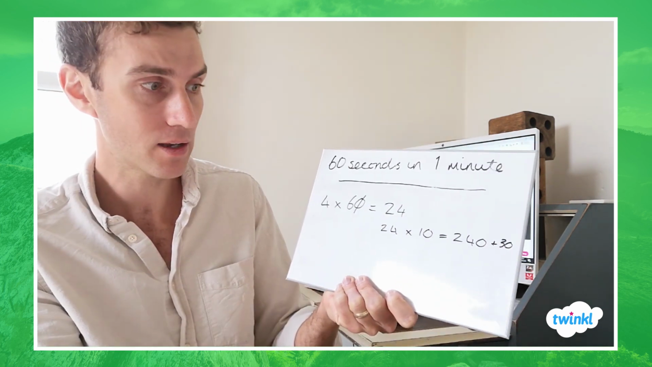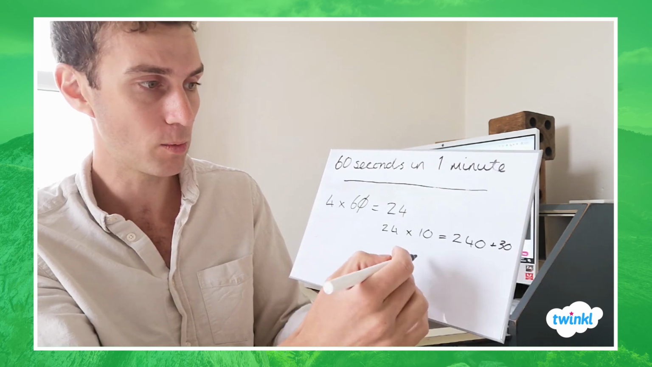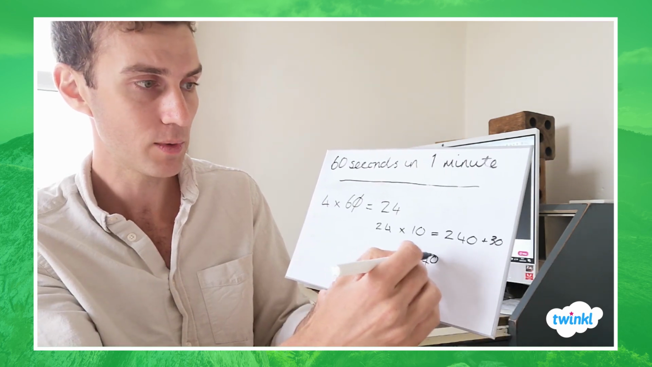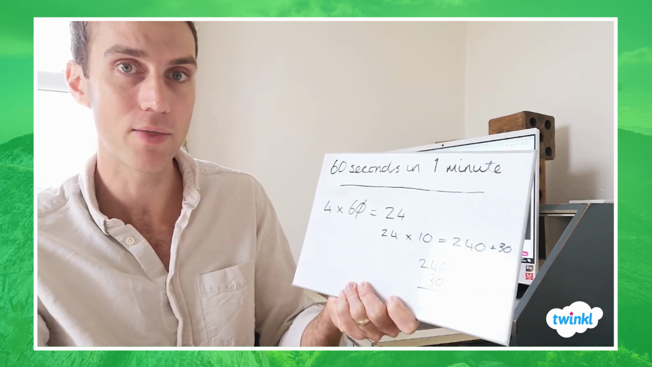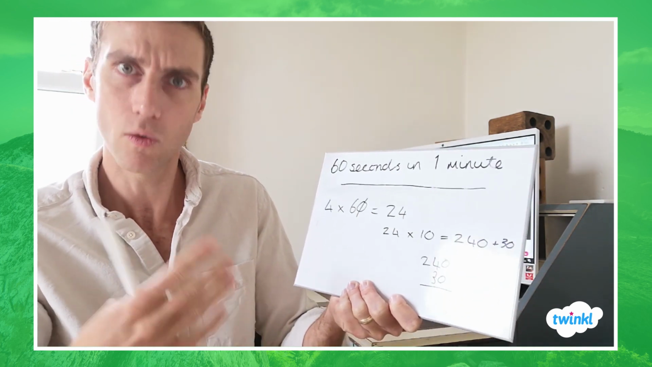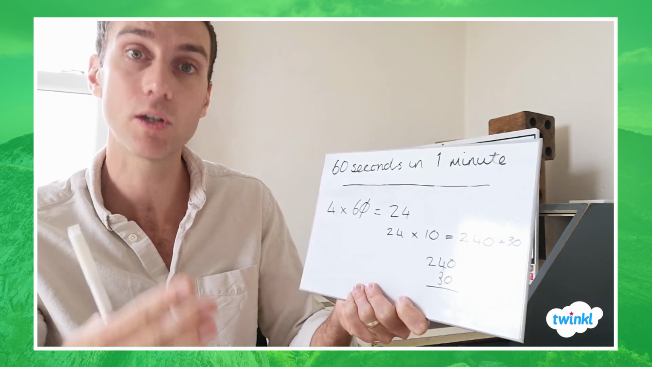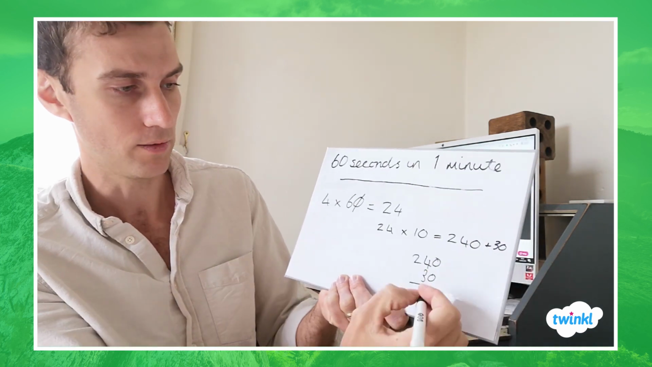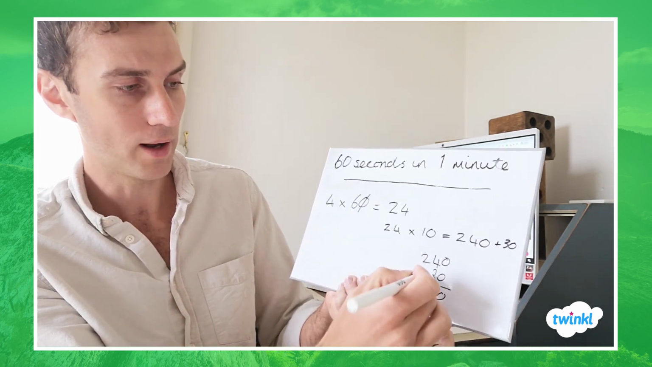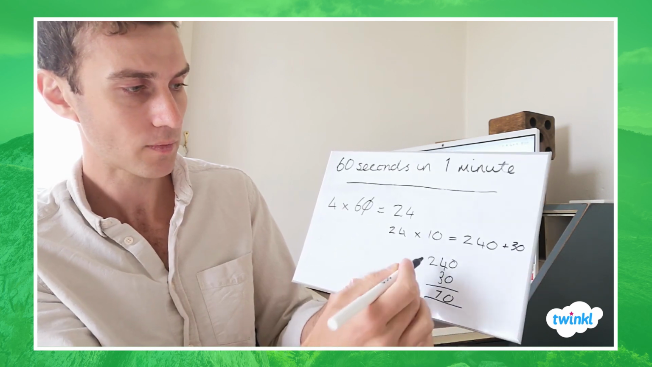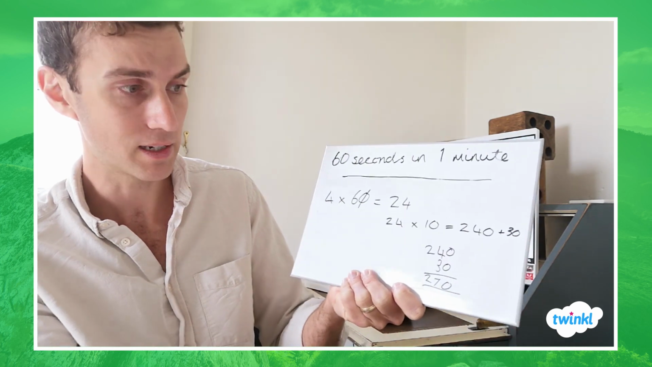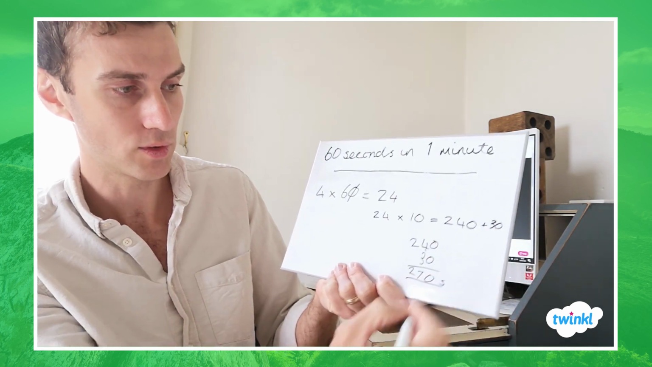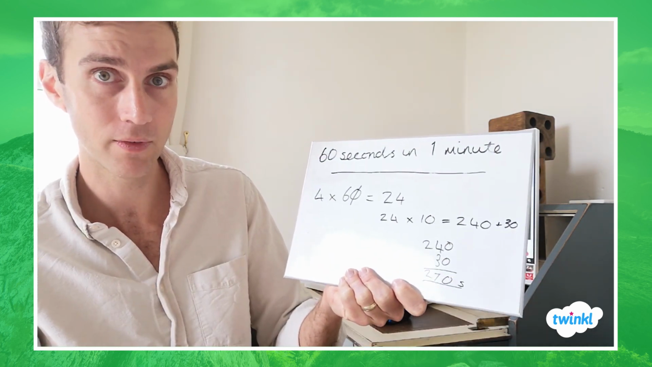And when adding my 30, maybe I want to return to a formal method that I'm familiar with. And if you've got other ways of doing it, please make sure you use a formal method or a mental method that you're familiar with, that you're comfortable with, and that you're used to. So 0 add 0 is 0, 4 add 3 is 7, and then the 2 add nothing stays as 2. So 4 minutes and 30 seconds must be 270 seconds.